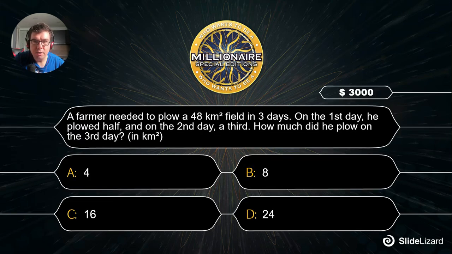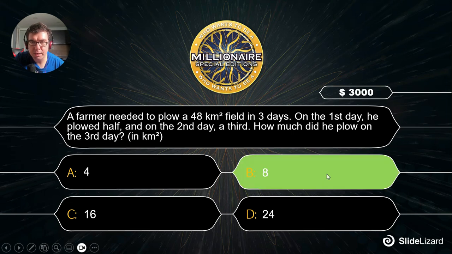A farmer needed to plow a 48 kilometers squared field in 3 days. On the first day he plowed half, and on the second day a third. How much did he plow on the third day? Okay, think about it, pause the video if you need to, and give me the answer. Okay, did you find B, 8? B is the correct answer. Let's work it out.